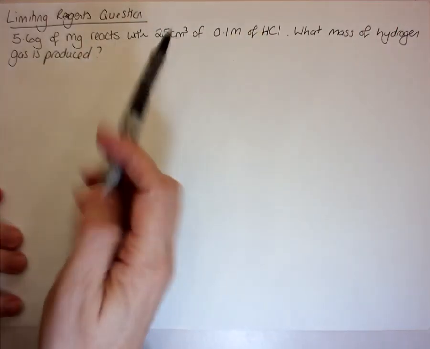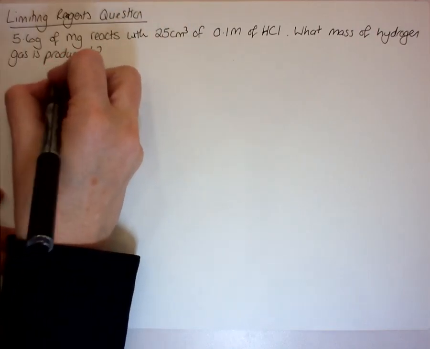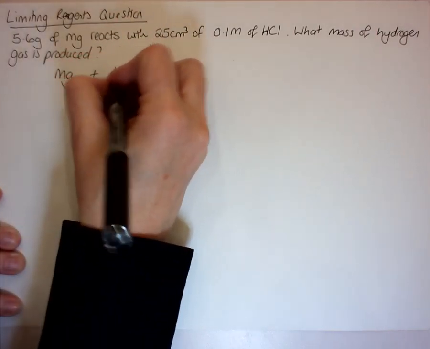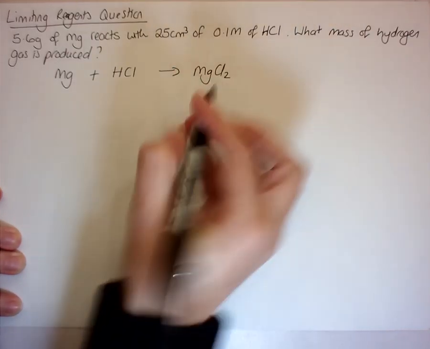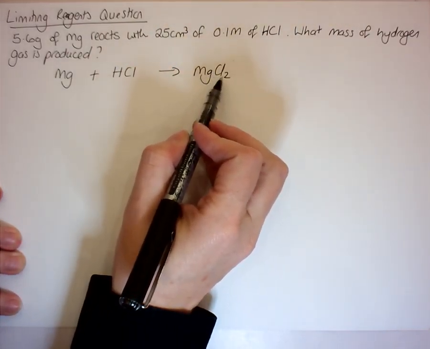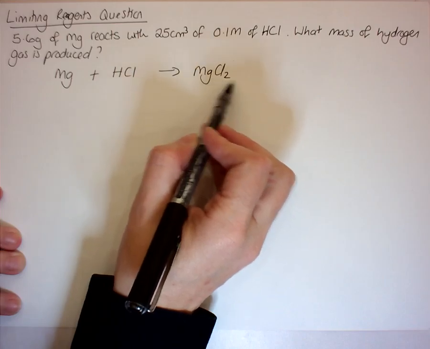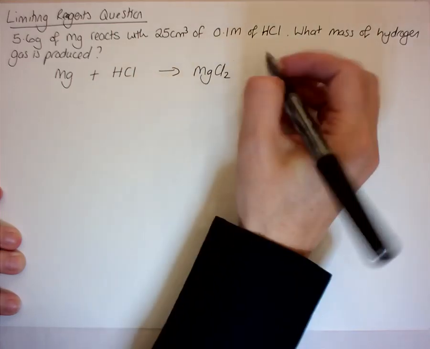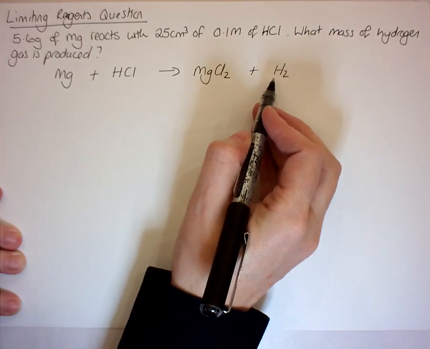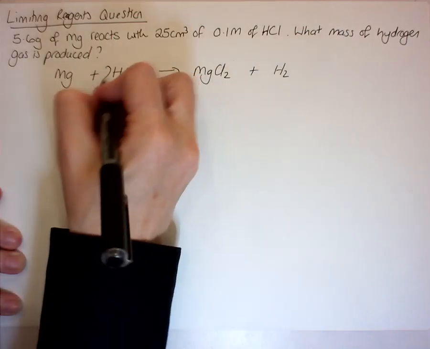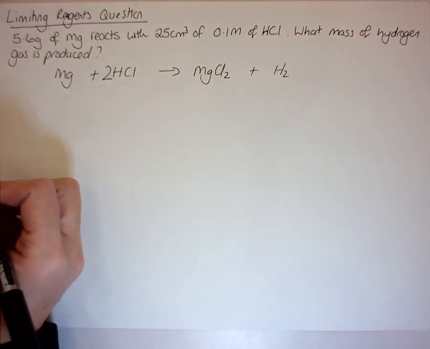So first of all, we start by writing out an equation. Magnesium plus hydrochloric acid makes magnesium chloride. Don't forget how to do formulae: Mg2+, Cl-, so we need 2 chlorides. And hydrogen, not forgetting gases are diatomic. Okay, balancing: 2 in front of the HCl.